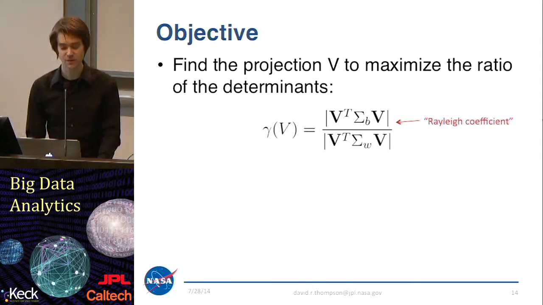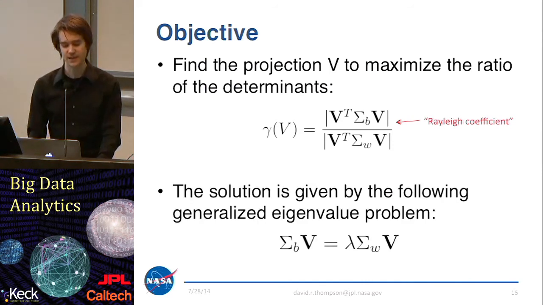This is known as the Rayleigh coefficient, and there exist lots of straightforward ways to calculate this, but probably the most common one is to simply solve this generalized eigenvalue problem, where you have the within and between-class scatter matrices on either side of this expression, and then the matrix of eigenvectors, which is V, and eigenvalues represented here by lambda. So solving this generalized eigenvalue problem with standard numerical software will give you the projection that best separates the classes according to that criterion that we established in the last slide.